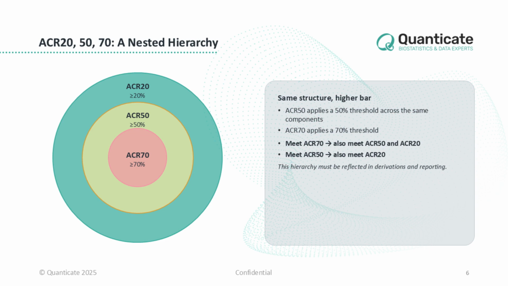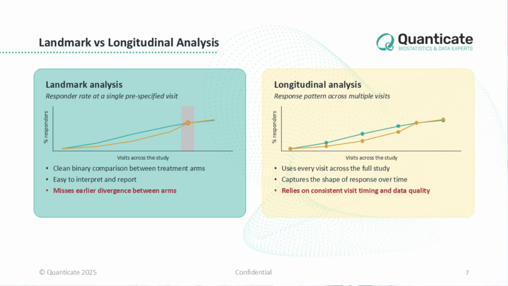That hierarchy needs to be clear in derivations and reporting, otherwise results can appear inconsistent when the underlying data do not support that. Many trials use ACR20 at a pre-specified visit as a key endpoint. This gives a clean comparison between treatment groups, usually by comparing the proportion of responders at that visit. It fits naturally with a binary endpoint analysis and is relatively easy to explain.